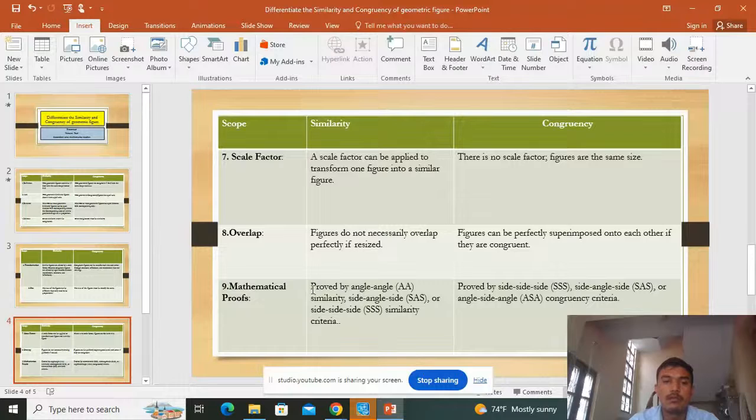Mathematically, the proof. In similarity, the proof is by angles: AA, side angle side SAS, side similarity criteria. But congruency is proved by SSS, SAS, ASA congruence criteria. From these areas, we can conclude that there are some differences.